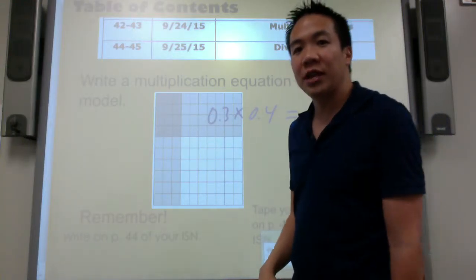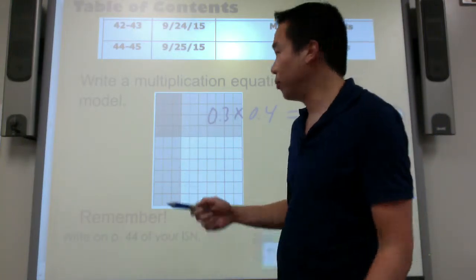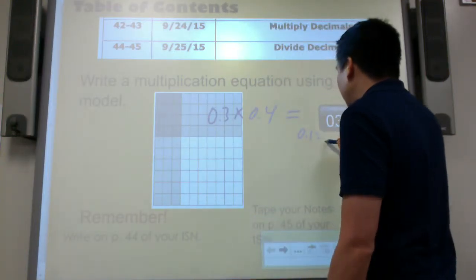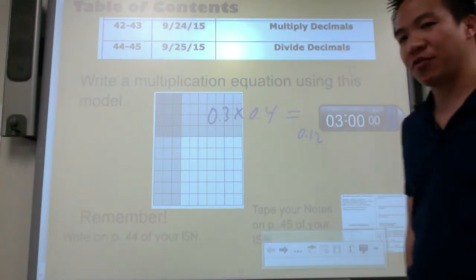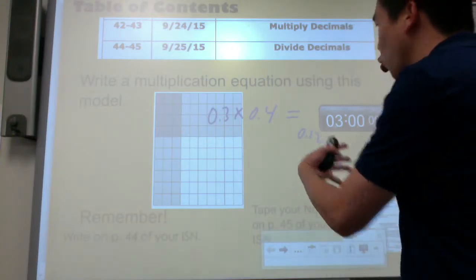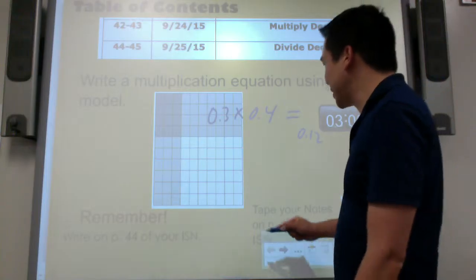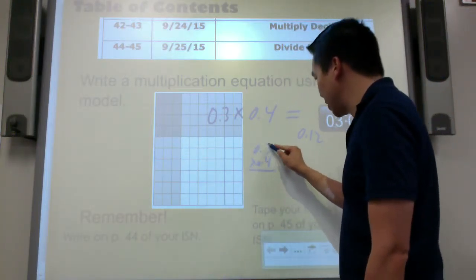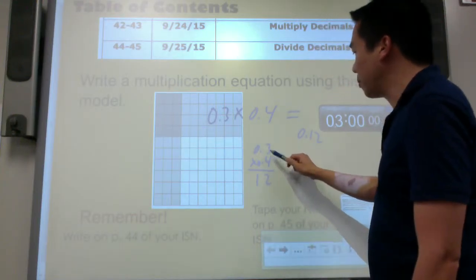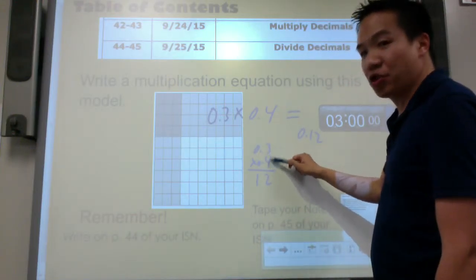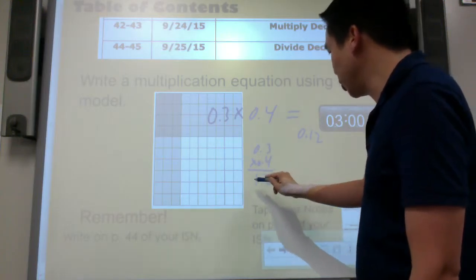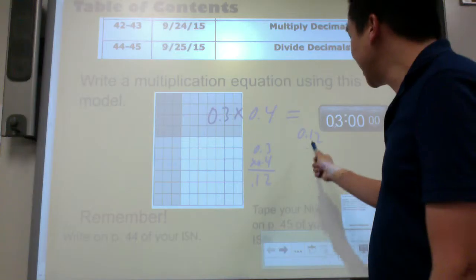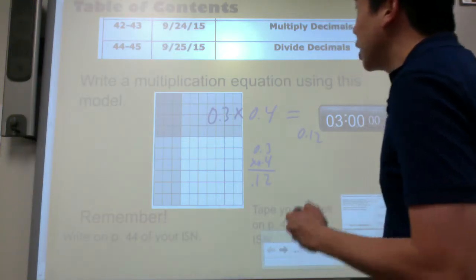So what decimal is shaded double? 1, 2, 3, 4, 5, 6, 7, 8, 9, 10, 11, 12. 12 hundredths. So 3/10 times 4/10 is equal to 12 hundredths. Why, you might say? You multiply 3 times 4, you get 12. How many digits are behind the decimal point? 2 digits. Another way to say it, tenths place times tenths place is hundredths place.